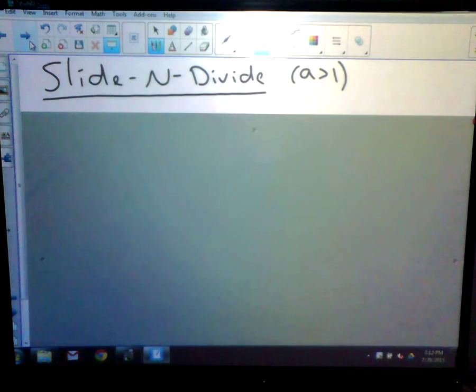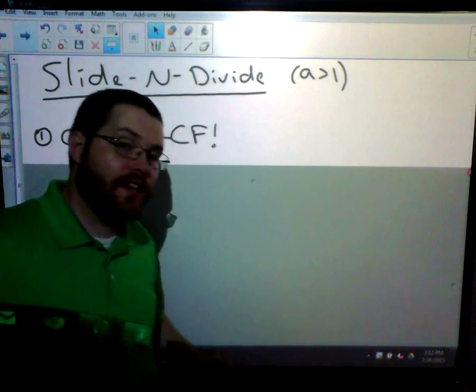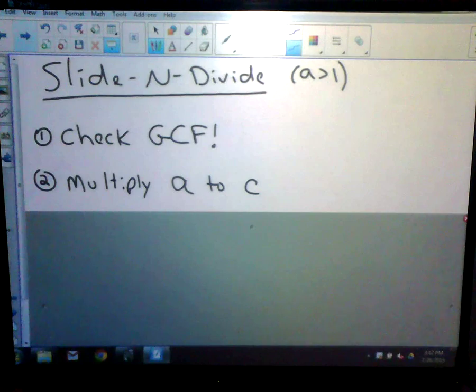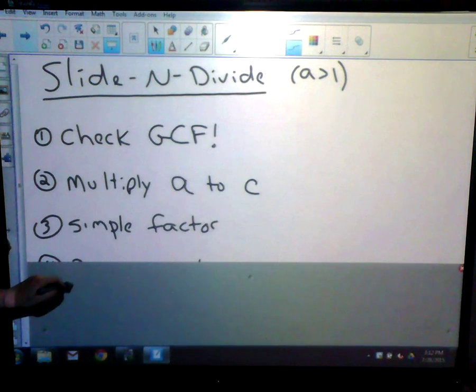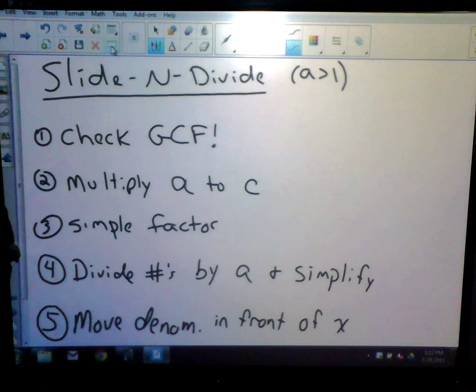Slide and divide. This is the third type. This is when you don't just have 1 in front. The first thing we always have to do is make sure there's not a GCF. We're going to multiply A over to C. We're going to do simple factoring. We're going to divide the numbers by A, simplify, and then we're going to move any denominator in front of x. Let's see what that looks like.